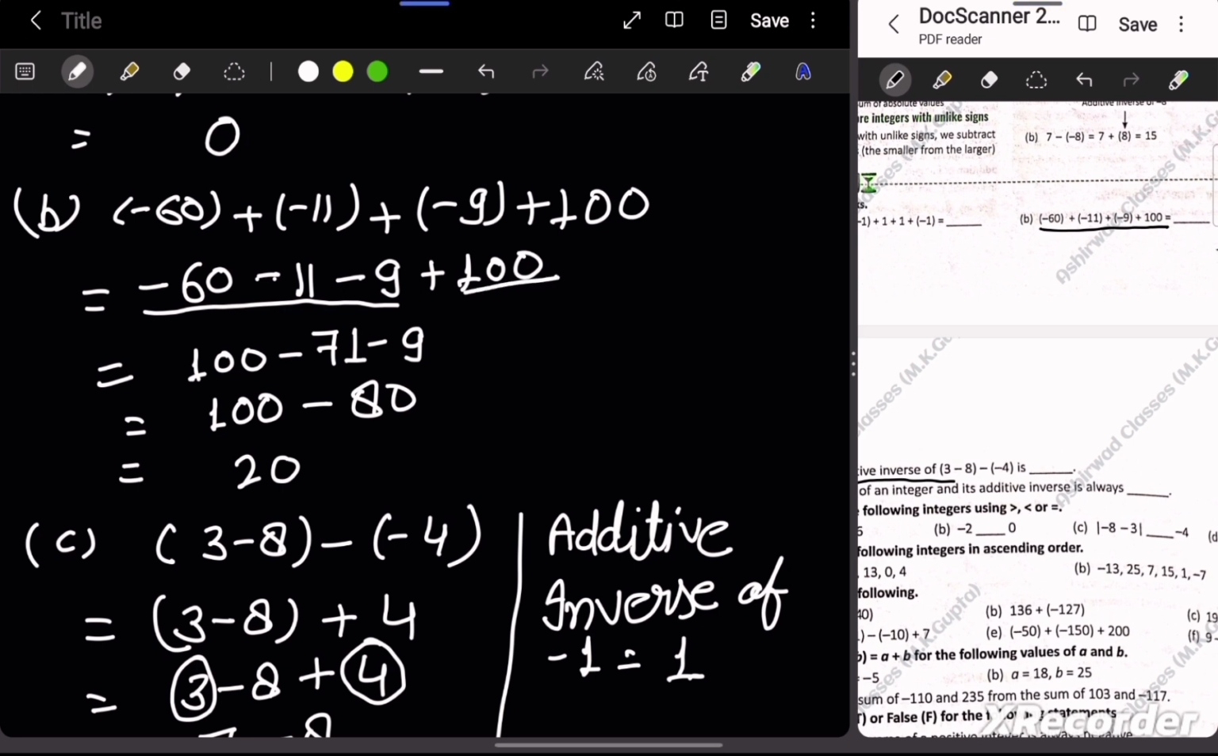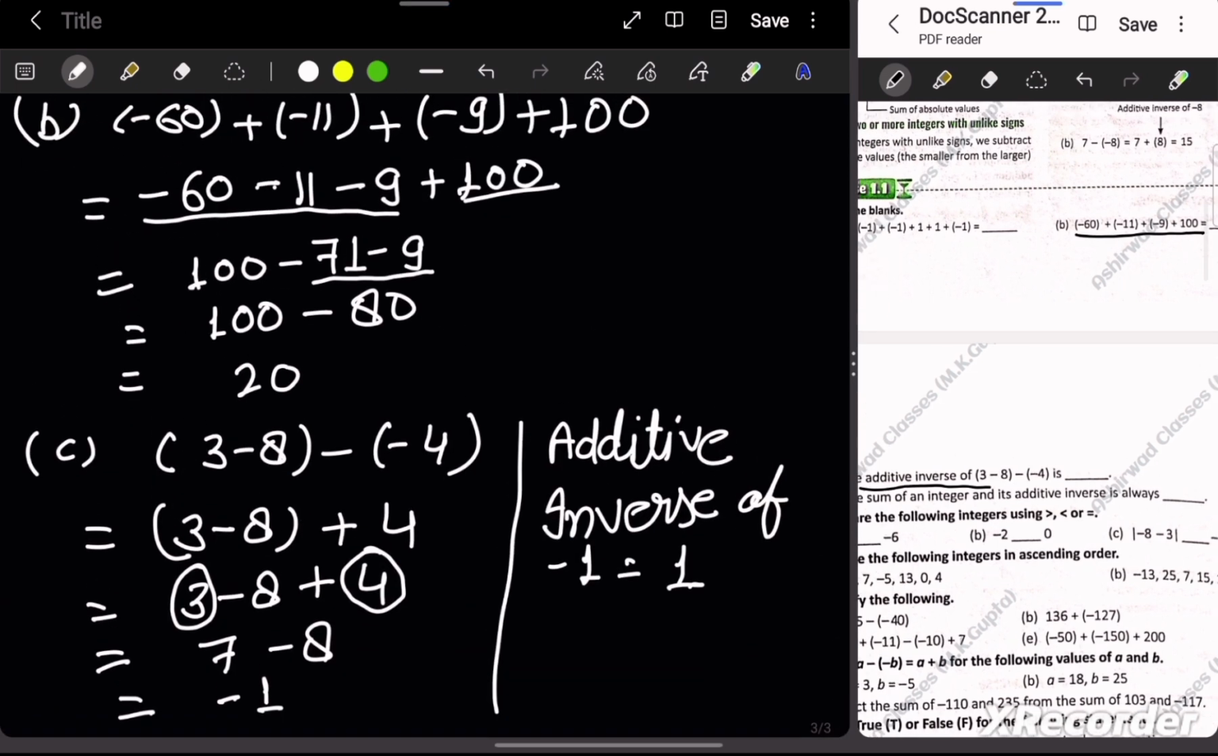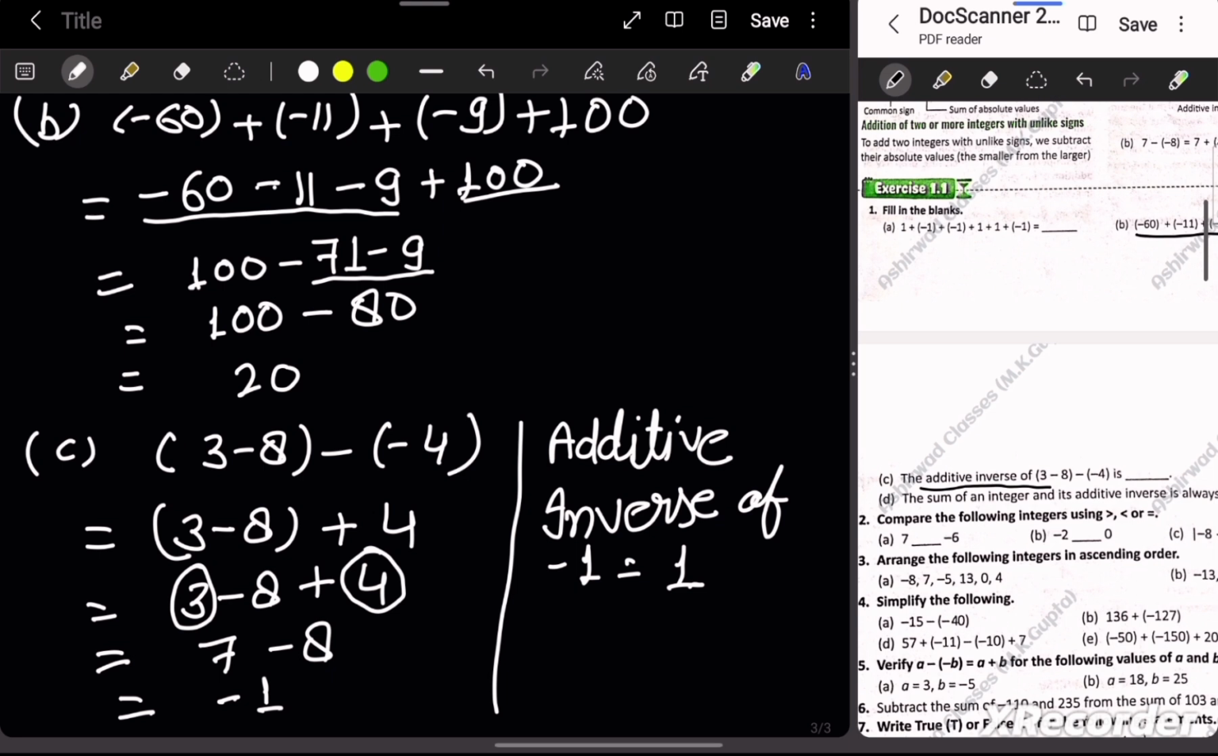First of all, 100 is greater than all the negative integers. Then 100 minus 60 minus 11, 71. Both integers are negative, so the sign is negative, and -9. Minus 71 and -9 is -80. 100 minus 80 is 20.